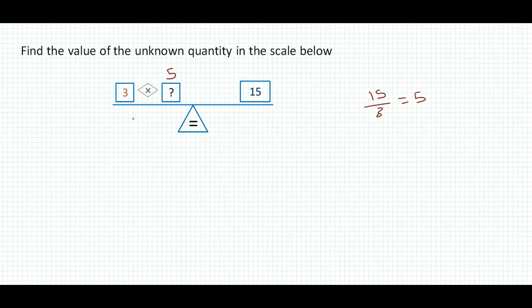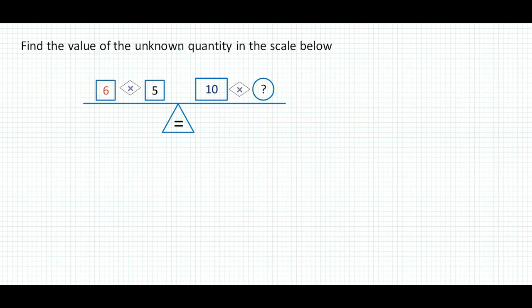So what I'm saying here is, if I have an object that weighs 3 pounds here on the left hand side and an object that weighs 15 pounds on the right hand side, I need to make sure that there are 5 of the same objects weighing 3 pounds to balance this scale out.